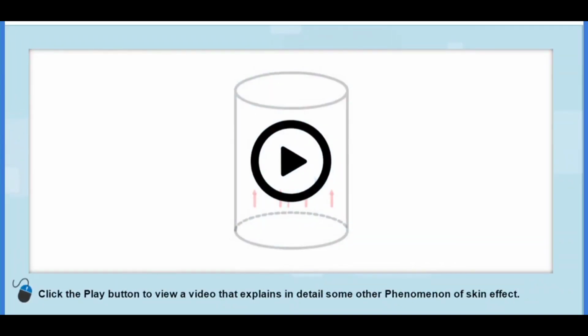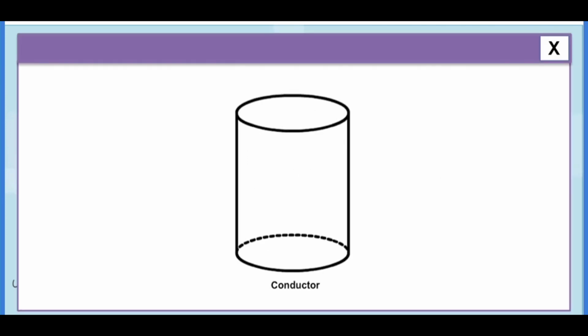Click the play button to view a video that explains in detail some other phenomenon of skin effect. For understanding the reason for skin effect, carefully observe the given figure. In the figure, I is the AC current flowing in the conductor. This current I creates a circular magnetic field H, shown in blue, as per the right-hand thumb rule.